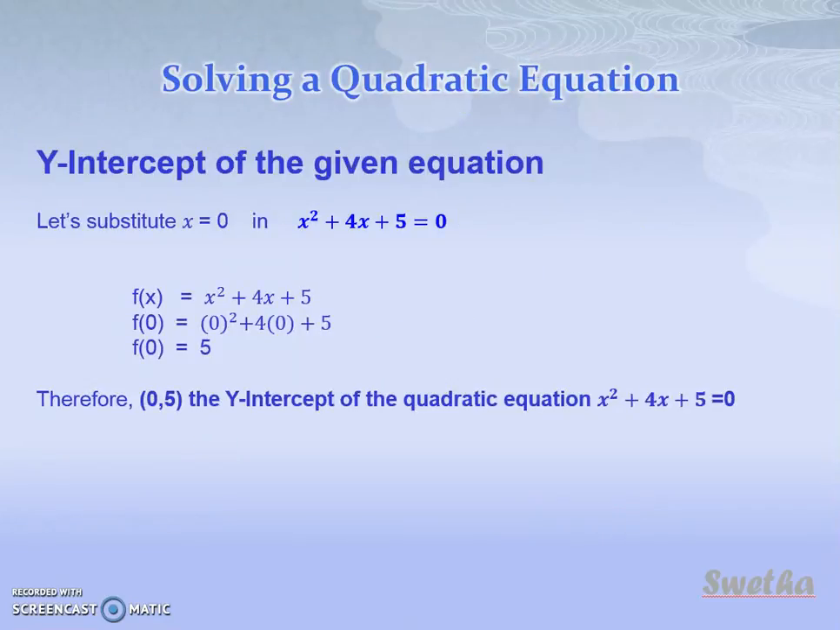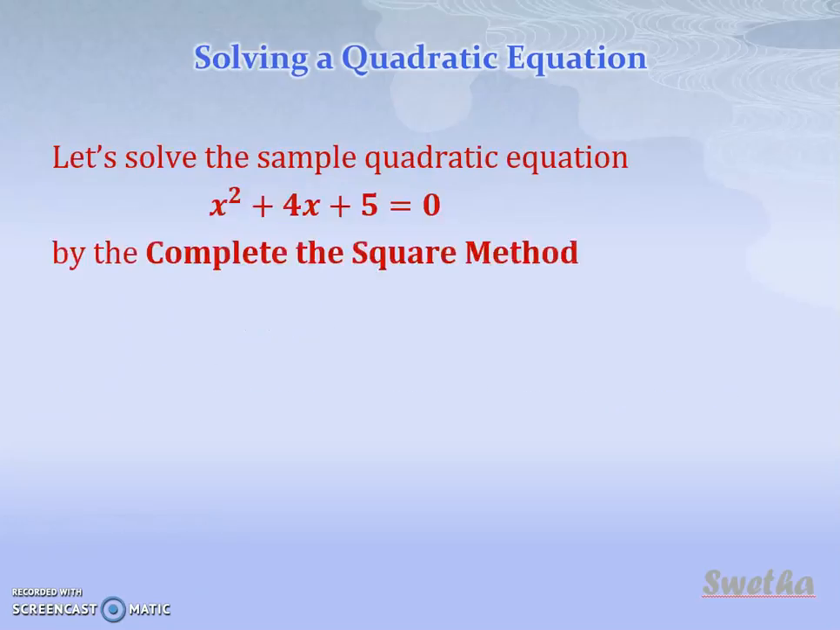And to find the y-intercept of the given equation, we would substitute 0 as x and put it in the equation, which would get us 0 squared plus 4 times 0 plus 5, and that would get us 5. Therefore, 0, 5, the ordered pair, would be the y-intercept of the quadratic equation x squared plus 4x plus 5 is equal to 0. Now let's solve the same sample quadratic equation with the complete the square method.